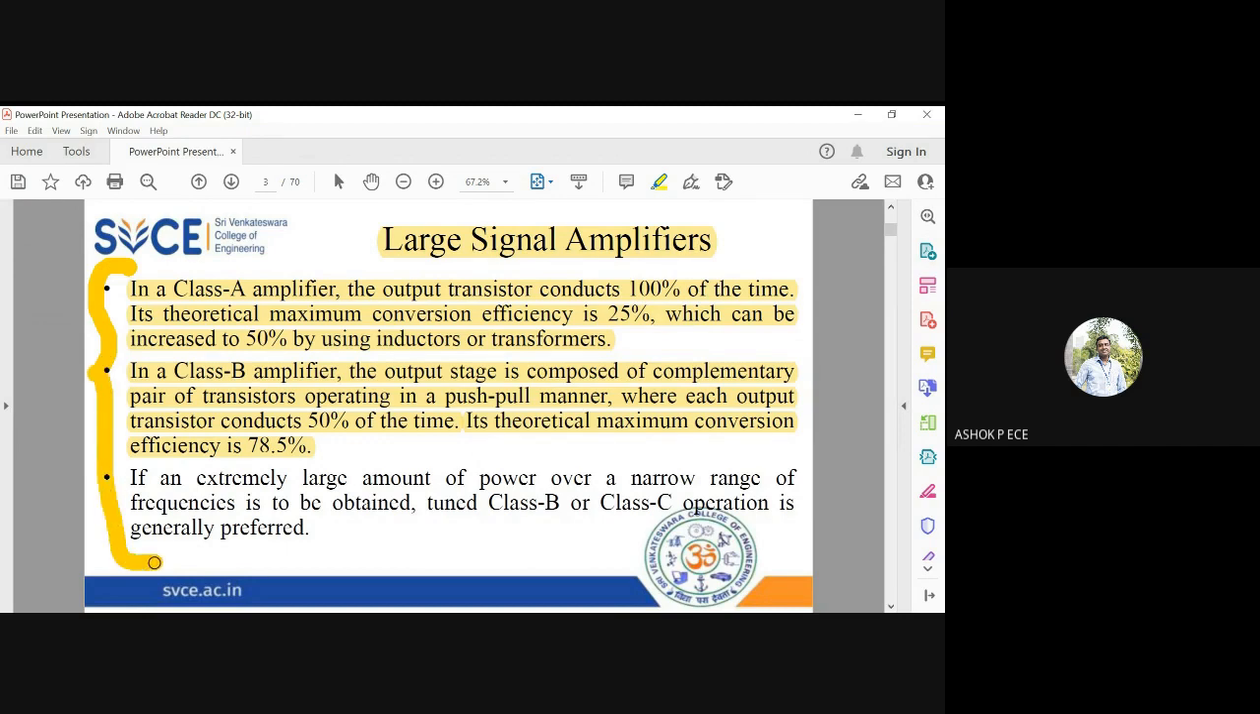For now, understand that the more time your transistor is on, the more is the power loss, the less is the efficiency. So class A, you see 100% turned on, 25% to 50% maximum efficiency. Class B, only 50% working, 78.5% efficiency. So if you are going to make this less than 50, which is your class B, a class C amplifier, the efficiency will jump to 100 percentage. In class C, the efficiency is 100 percentage.